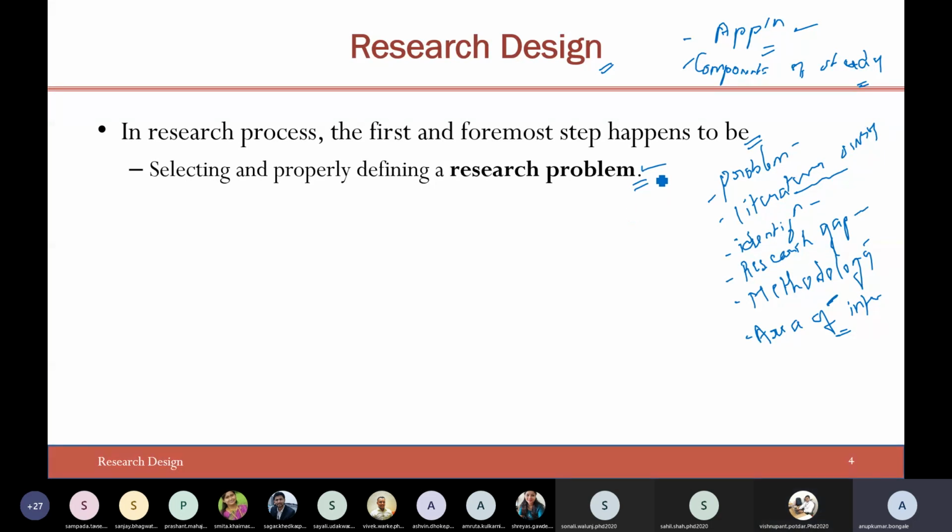Now, some of you might have already identified the research problem, and some of you have yet to identify it in your corresponding area of interest, or maybe some of you are thinking about it or doing literature review and so on. But let me check how many are there in the session. Let's take a poll on this. The question being: have you identified the research problem?